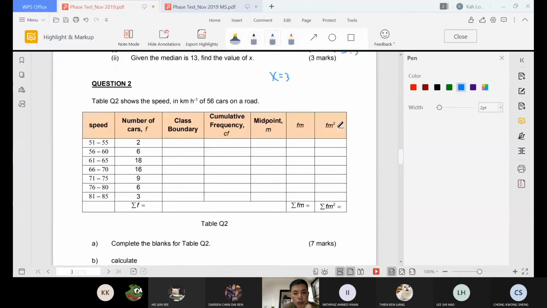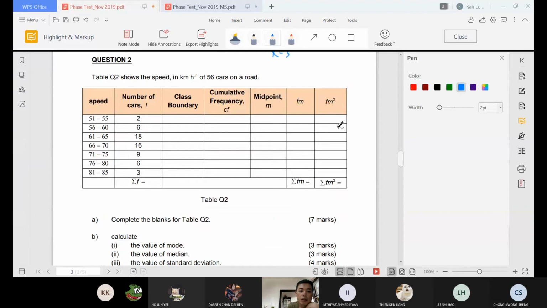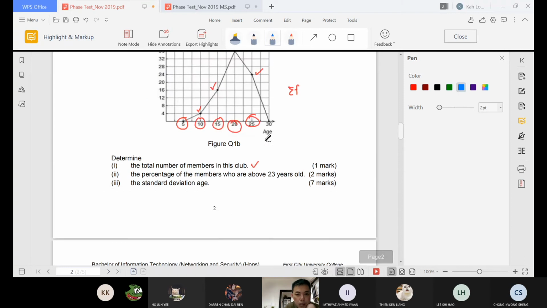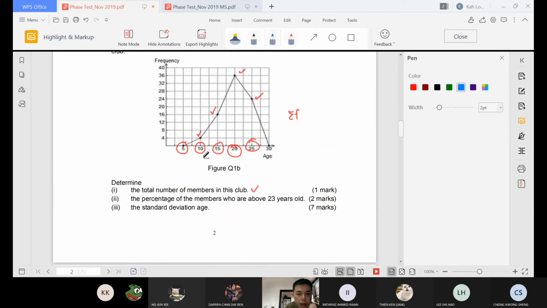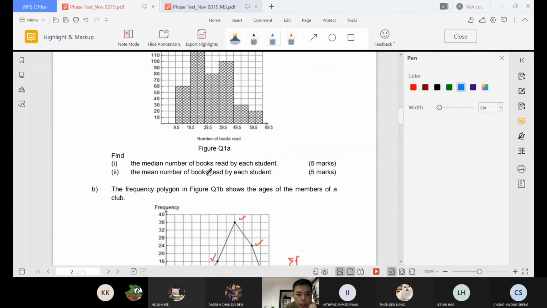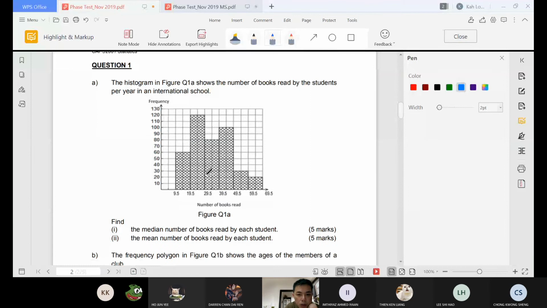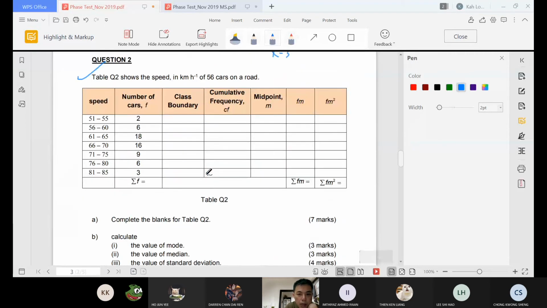Okay, next, we go to question 2. Question 2 lets you fill up the frequency table. Confirm it is out in the exam already. This question cannot run away. Complete the frequency table. Just now, one was from the histogram or frequency polygon. You need to convert back to the frequency table and then calculate whether it's standard deviation, mean, or median. So right now, this type of question is 100% out in the exam.